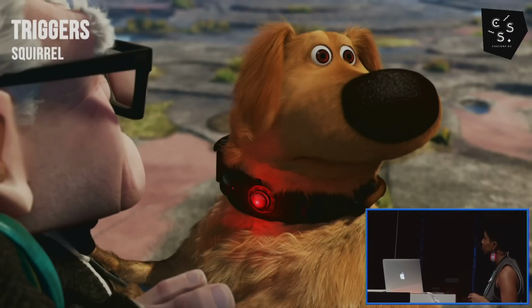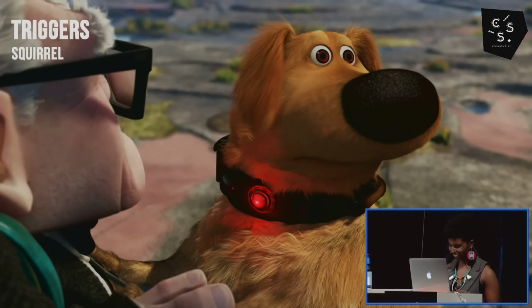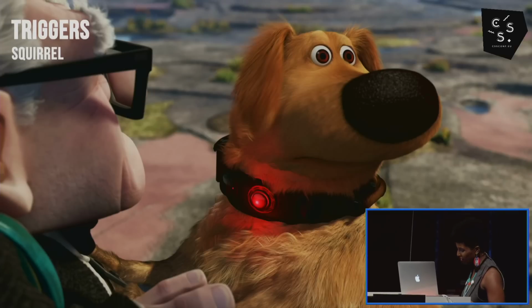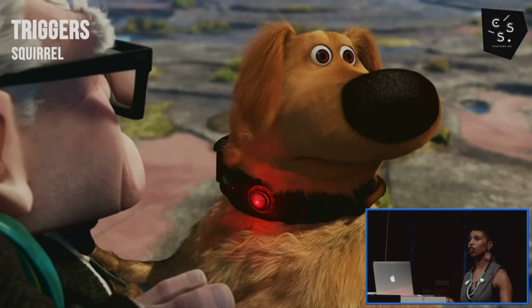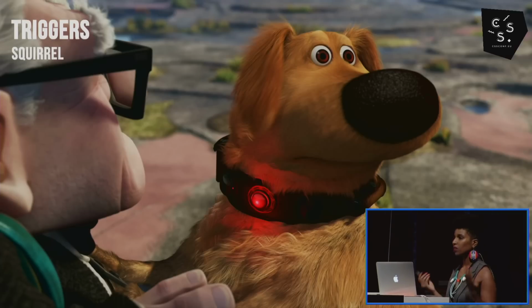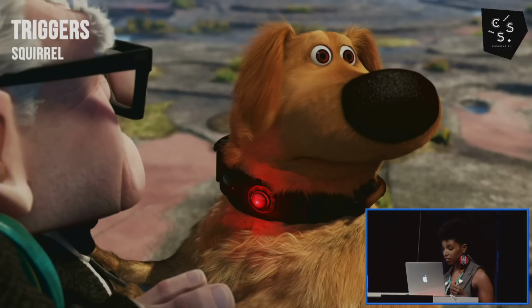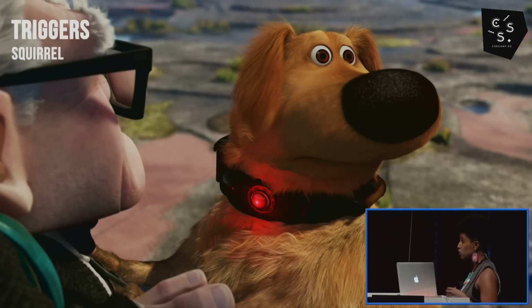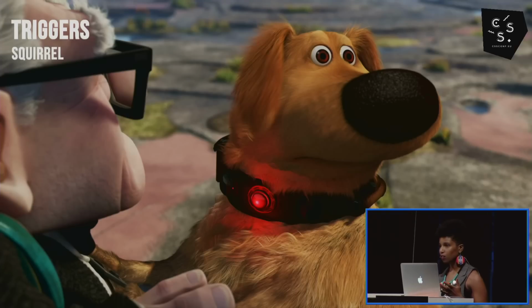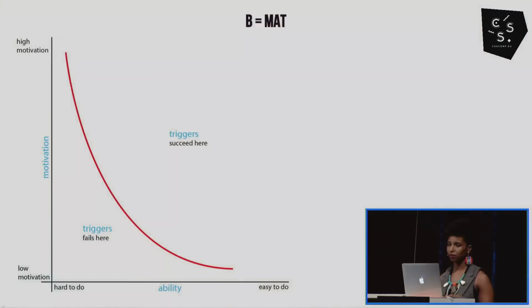And lastly, triggers, which can be squirrels for some people, depending who you are. They can take many forms. So a trigger can be anything such as an alarm or a notification, an article that you've read that's prompting you to do something. And there are three characteristics to triggers that make them successful. First, we actually have to notice them. Second, we have to associate this trigger with a target behavior. And third, when it actually happens, we have to be sufficiently motivated to perform the behavior.